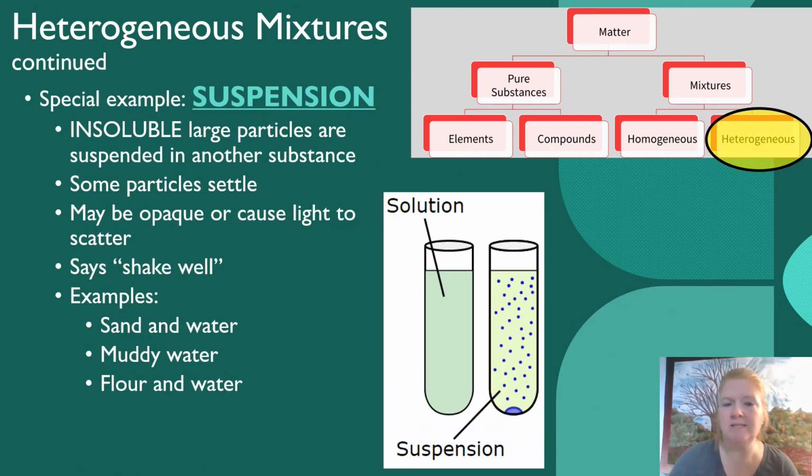Another example is a suspension. So we still have insoluble particles, but these are bigger. In fact, a lot of times they're settling out, and it may be opaque or cause light to scatter as well. A lot of them are going to say shake well. So sand and water, muddy water, flour and water, chocolate milk, orange juice, right? A suspension, a heterogeneous mixture. It's still a heterogeneous mixture, just give it a special name.